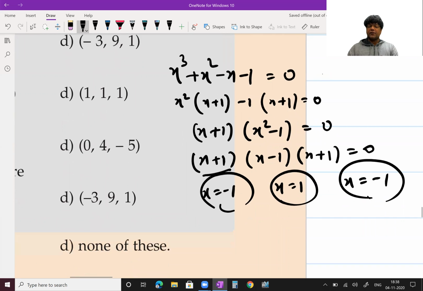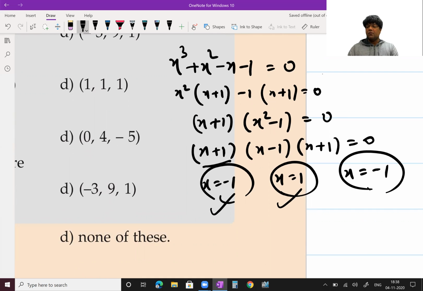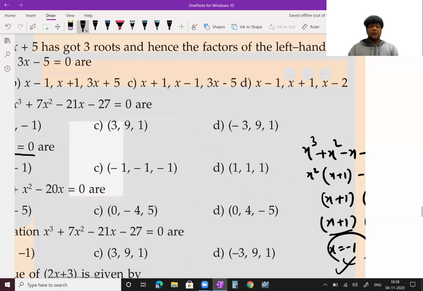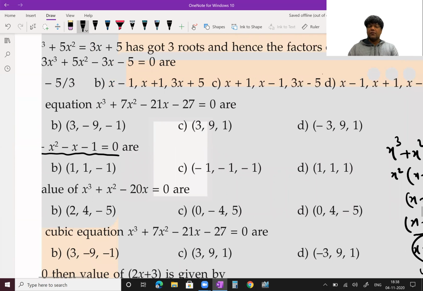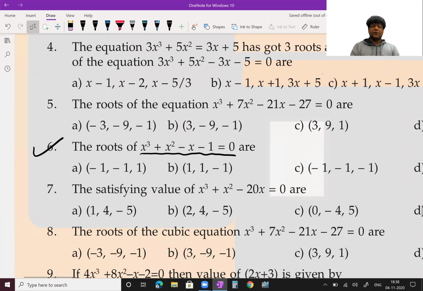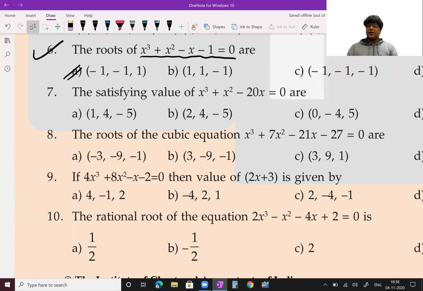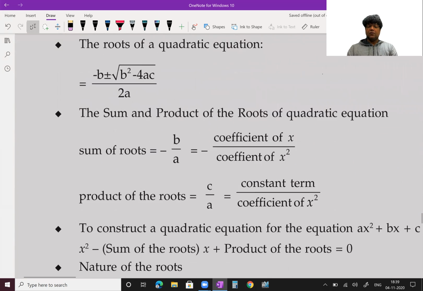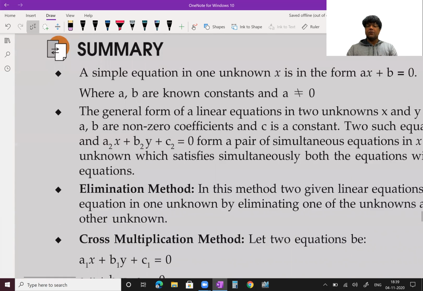So here you are getting three values. What? Minus 1, 1 and minus 1. Two values minus 1, one value 1. Where is the option? Yeah, A option. Two values minus 1, one value 1. Okay, so if values are different, you put and solve, no problem. If all values are same, 1, 1, 1, minus 1, minus 1, that time you solve it. Okay, done. Over, guys.